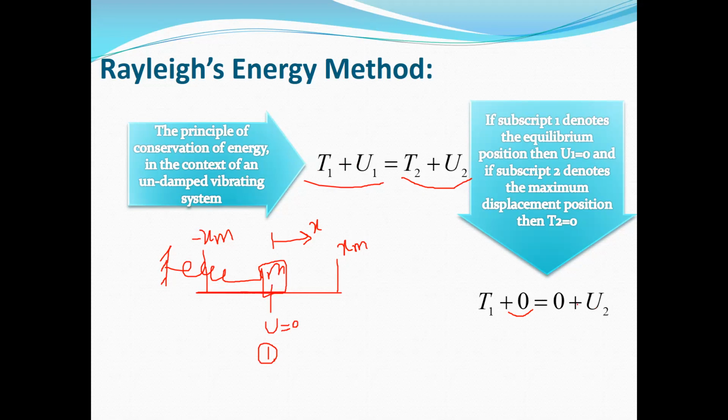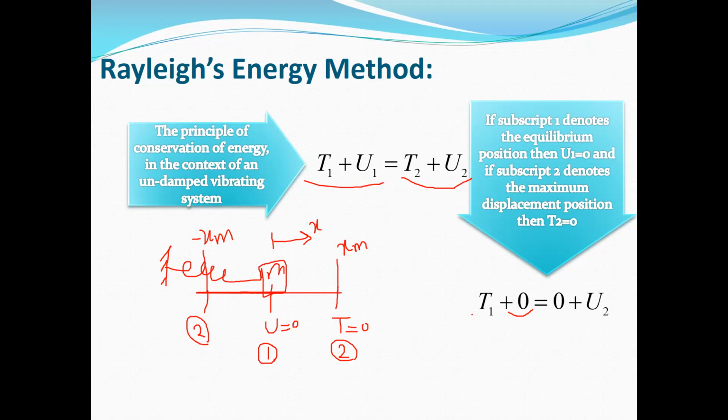And position 2, where the kinetic energy is 0, is considered here because at this time the velocity of the mass is equal to 0, since the velocity at x equal to xm is 0. It will be stopped for a moment, change its direction and start to move in the negative direction of x. So at this moment the kinetic energy is equal to 0, and this is position 2. Of course, x equal to minus xm can be considered for position 2 as well, because again the velocity of the particle is 0.